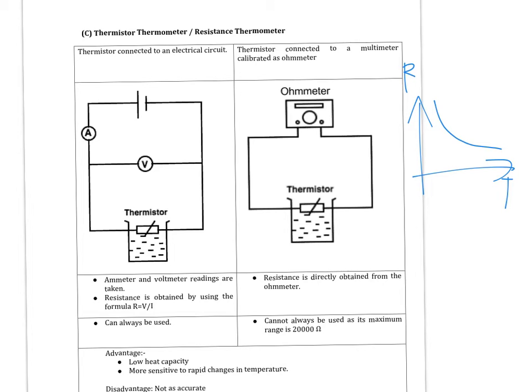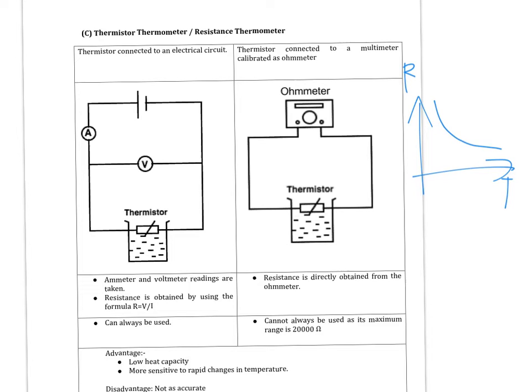So therefore, it is a type of thermometric property. The easiest way to measure its resistance is to take your thermistor and connect it straight to an ohmmeter, which measures resistance. However, this technique is not often used because the thermistor has a very wide range of resistance, somewhere between 1 ohm and 100,000 ohm, whereas your ohmmeter cannot measure the full range.